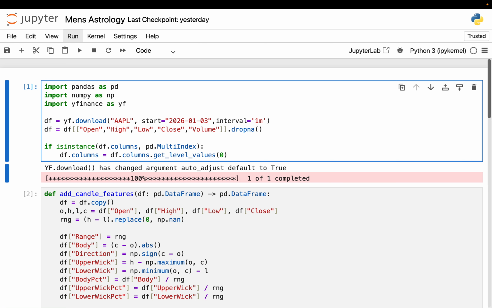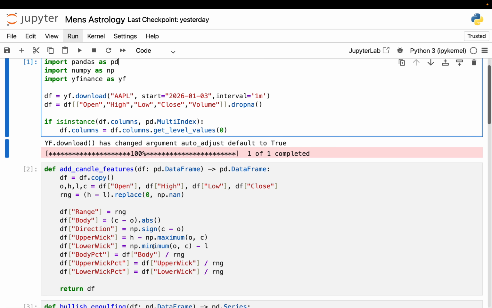Next, I convert each candle into numerical features: body size, wick size, relative proportions. So this is all candlestick logic. Once the candles are numbers, there is no subjectivity left. A candlestick pattern becomes pure logic.